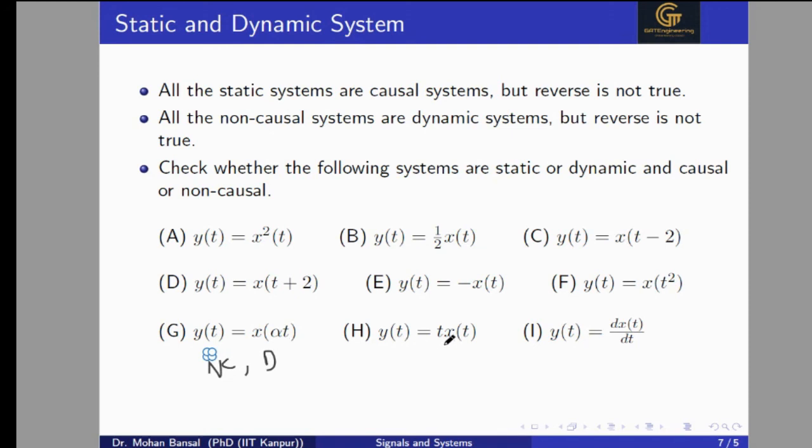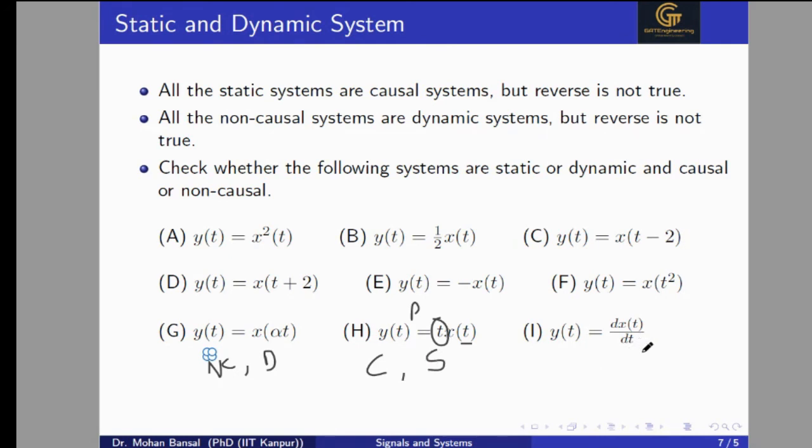y(t) equal to t x(t). Here, this t is the multiplication with the x(t), but we have to check the function index, which is the independent variable t in x. So here y(t) equal to t x(t) is depending only on the present value. So this will become causal as well as static.